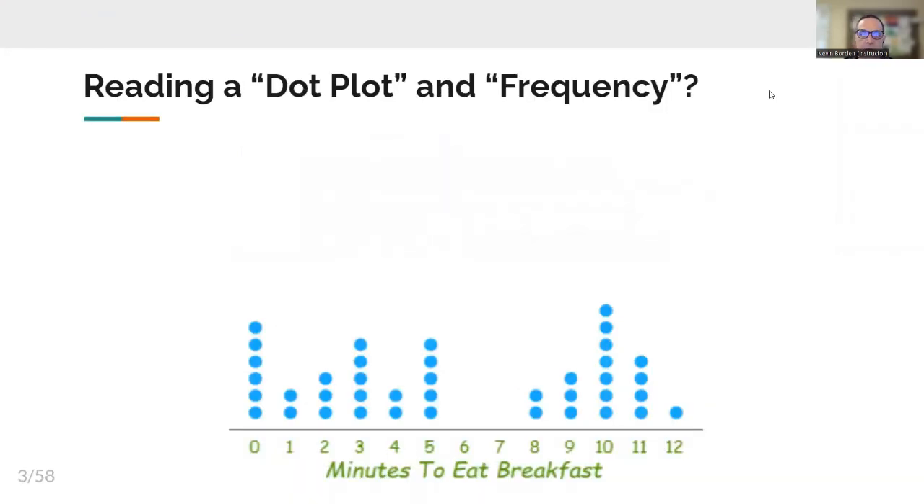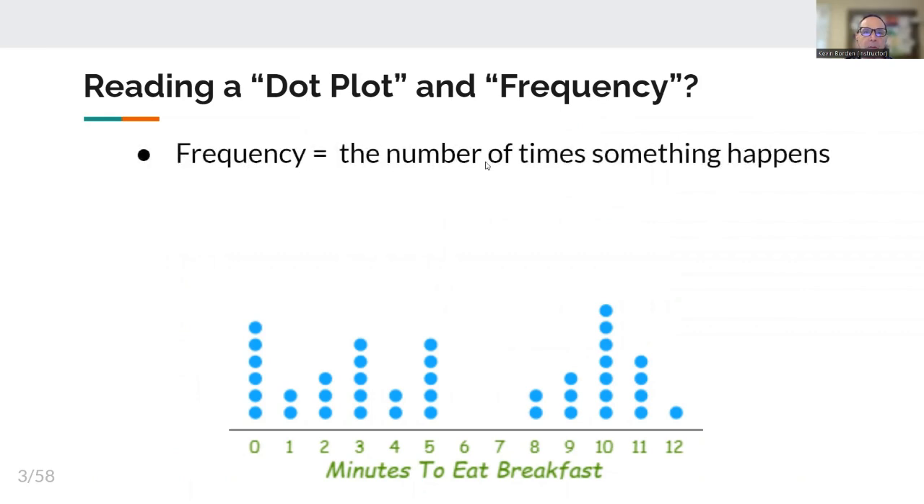This kind of a chart is called a dot plot. And a dot plot tracks something called frequency. And frequency sounds like a fancy word, but it just really means how many times something happened. The number of times something happened. So let's look at this dot plot and interpret it. We have all of these blue dots. Each blue dot represents something happening once. So I don't know how many blue dots we have here altogether, but let's say that there's 25. I'm just kind of guessing.